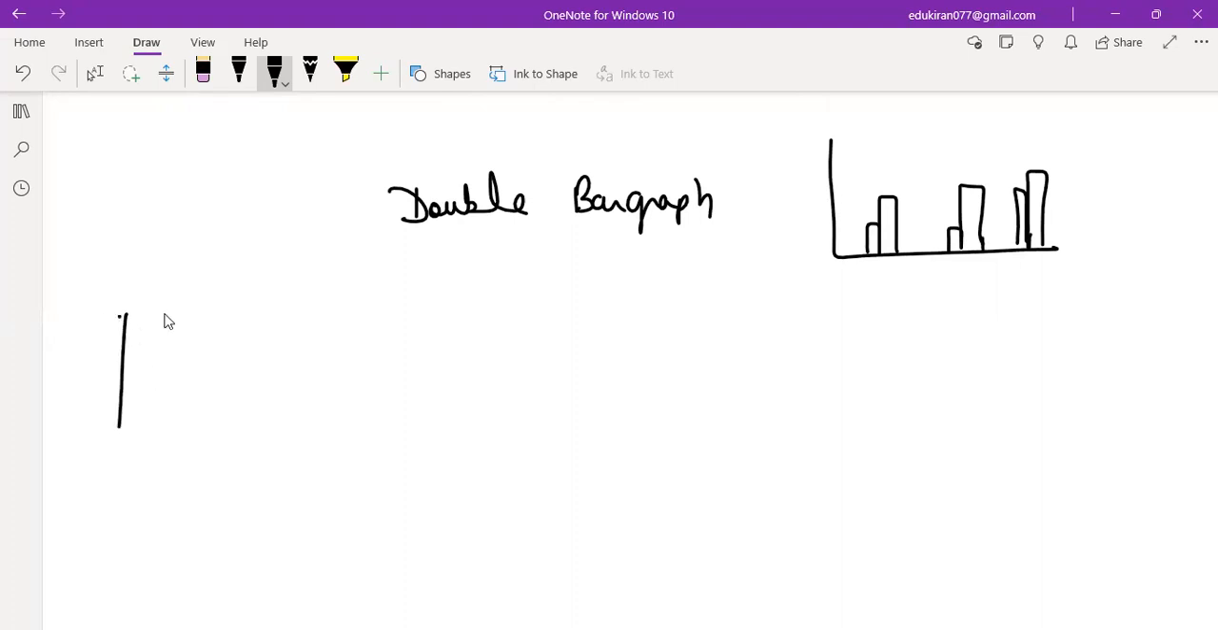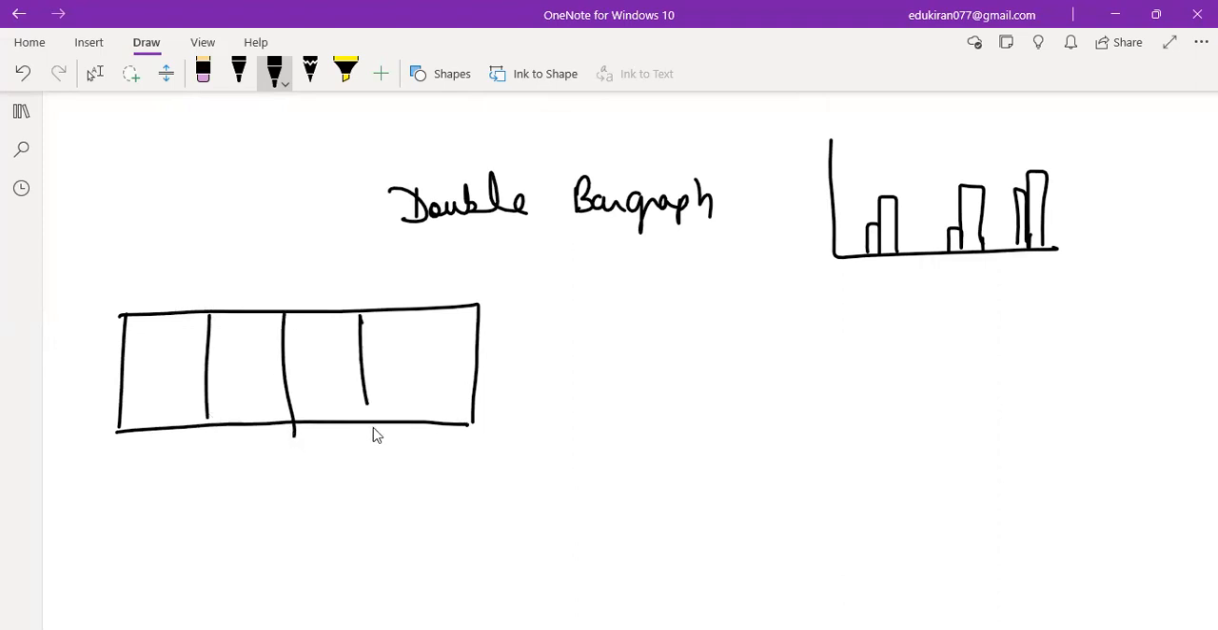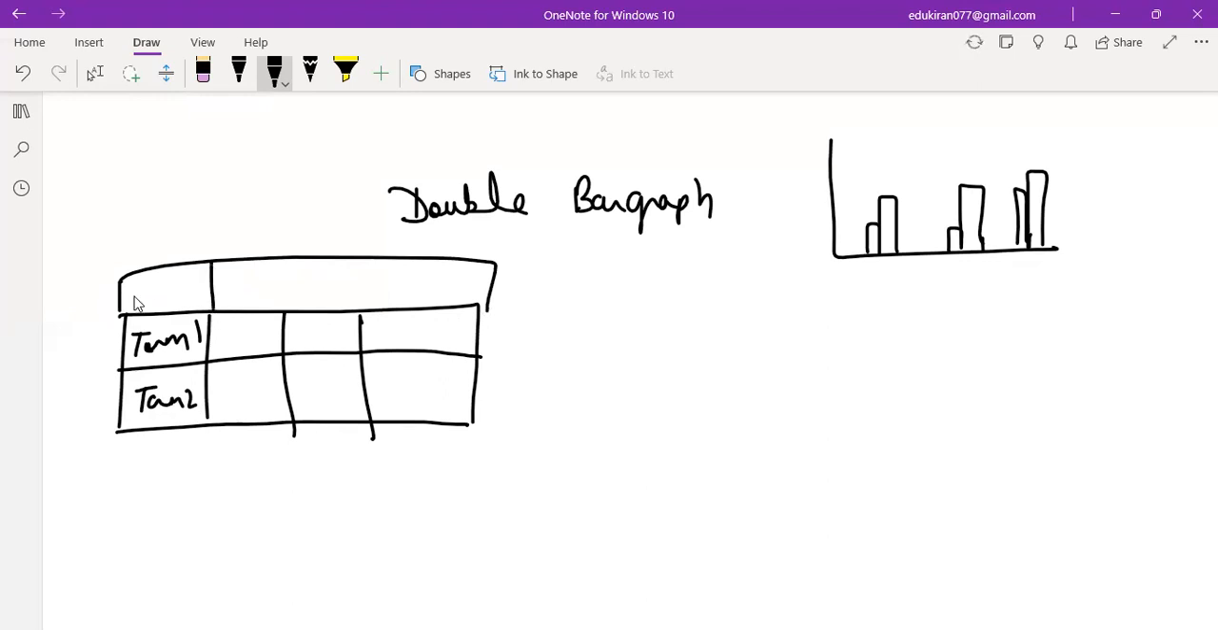I'm just explaining it to you today because we will do it in the next class. For example, it's like term 1 and term 2 marks. And these are the names, S, R, and Q. These are the students. So in term 1, S scored 10 and in term 2, he scored 8. Ria scored 6 and in term 2, she scored 10. Q scored 5 and in term 2, he scored 7.